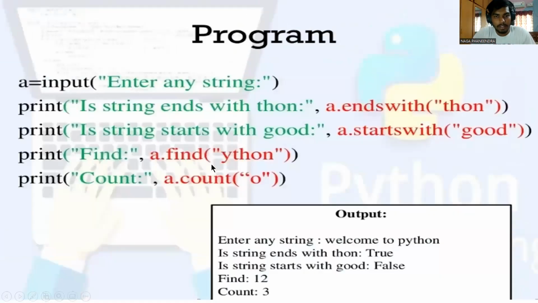So, program: a is equal to input, and endswith "thon". Yes, "Python" will end with "thon", so it will print true. And startswith "good": no, it is not starting with "good", it is starting with "welcome", so it will print false. Find "Python" starting from the 12th character, so it will print 12, and we asked to count how many times "o" is repeated. So it will print 3 because "o" is repeated 3 times.